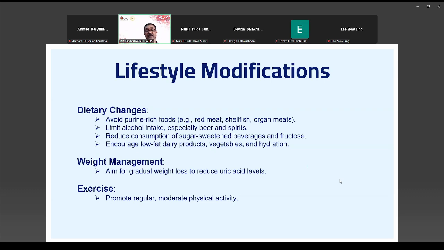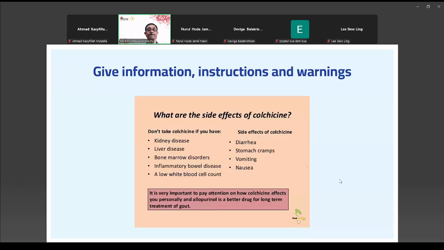Very important is weight management. Ask them to lose weight to reduce uric acid and promote regular moderate physical exercise, because during acute attack, they may not be able to exercise. You also need to tell them the side effects of all the medications you're going to give. Colchicine, one of the side effects is diarrhea. You have to tell them, okay? That's common.